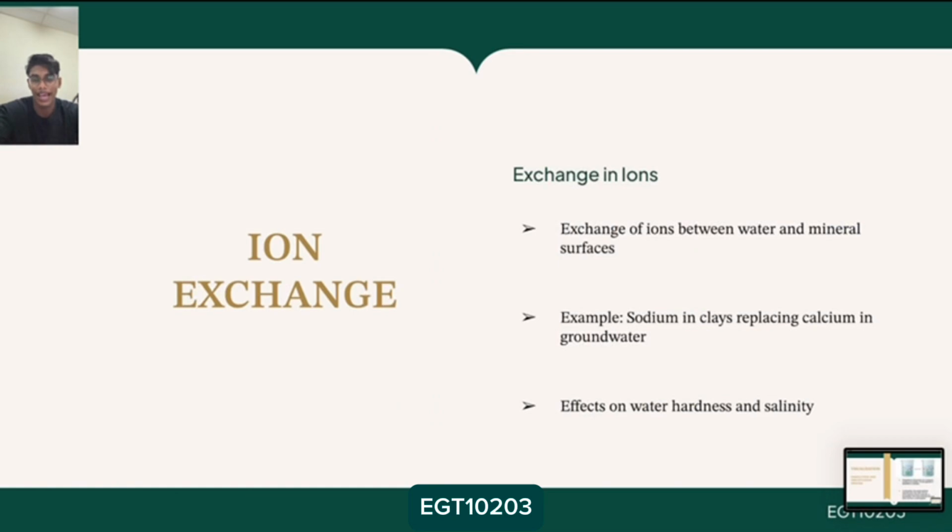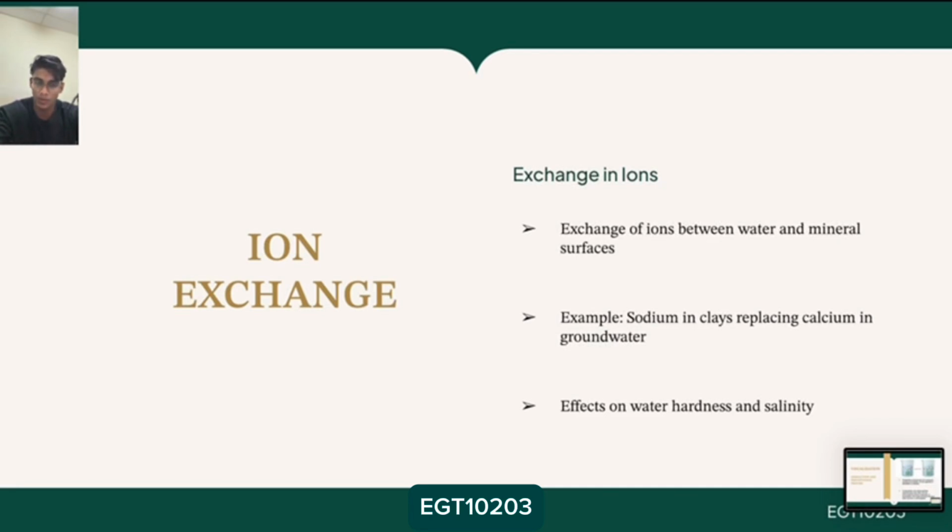Next up, let's look at ion exchange. When you hear about ion exchange, it might look a little bit complex, but it is a very impactful geochemical process in water. Basically, ion exchange occurs when ions dissolved in water are swapped with ions attached to solid surfaces such as clay, minerals, or organic matter. Let me give you an example. When groundwater flows through clay-rich sediments, sodium ions attached to the clay might be exchanged for calcium ions in the water. As a result, the water becomes softer or harder, depending on the exchange.